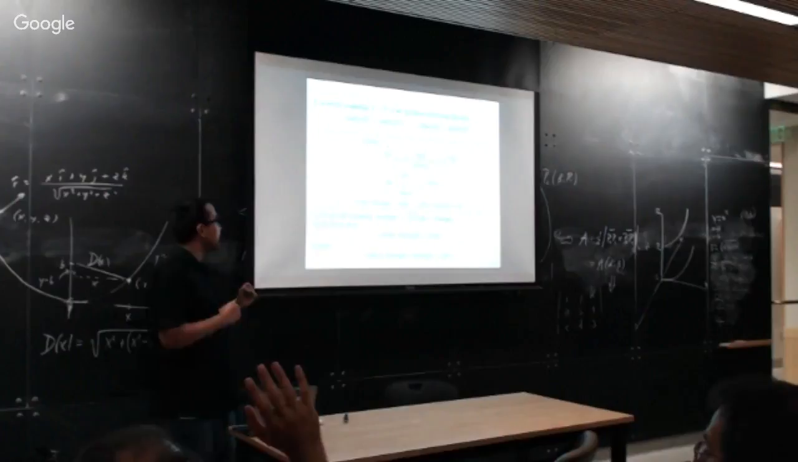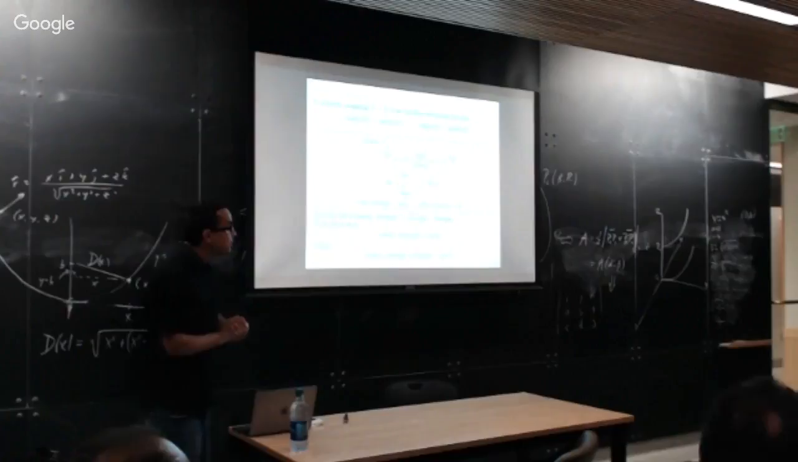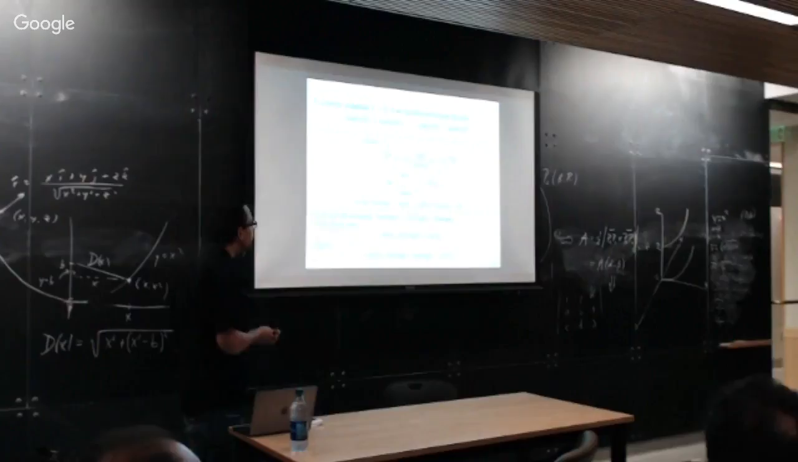Is that your own notation? Which one are you at? The arrow you mean? Oh, the circle. This is a traditional symbol for composition.